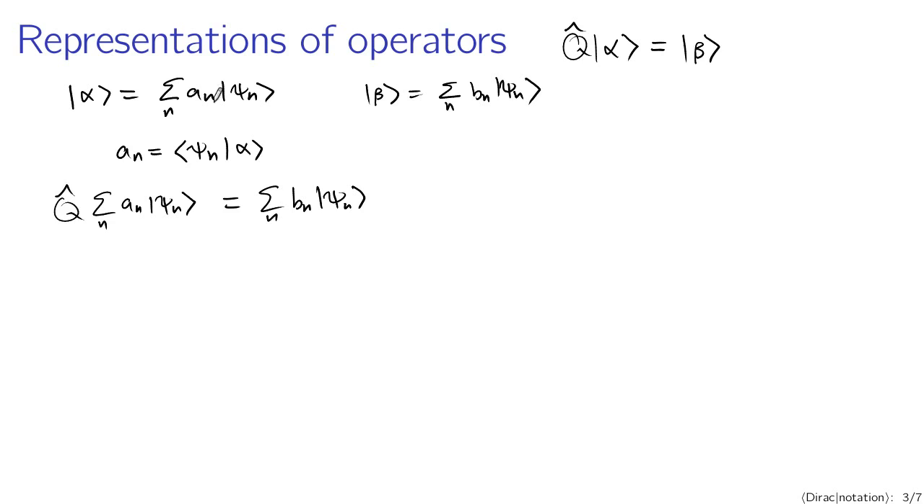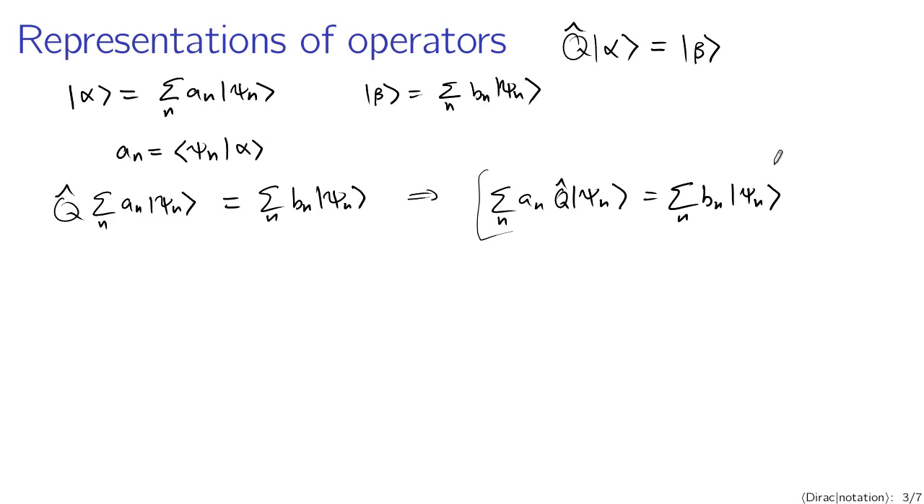We multiply through by, or we take an inner product with a particular psi sub m and use the orthogonality properties of these psi sub n's to figure out what the result will be. So if I do that, well, let's see. First, let me distribute this operator in. So I'll have sum over n of a sub n q hat acting on psi sub n, and that has to be equal to the sum over n of b sub n times psi sub n.